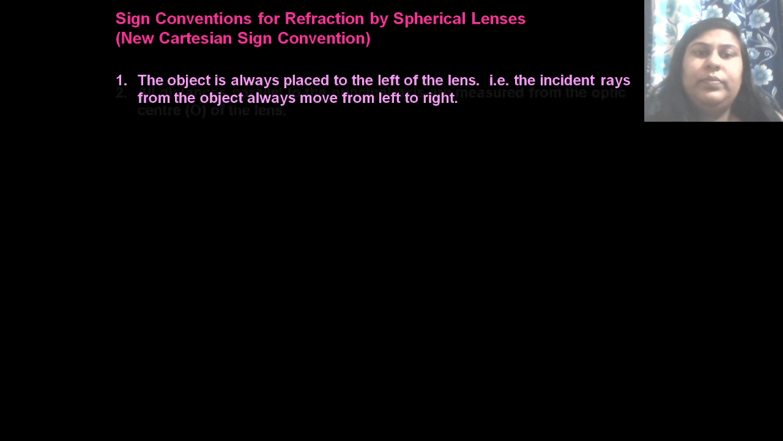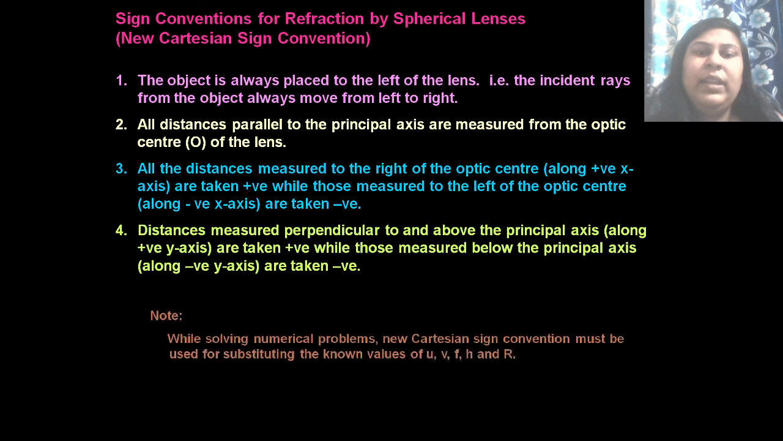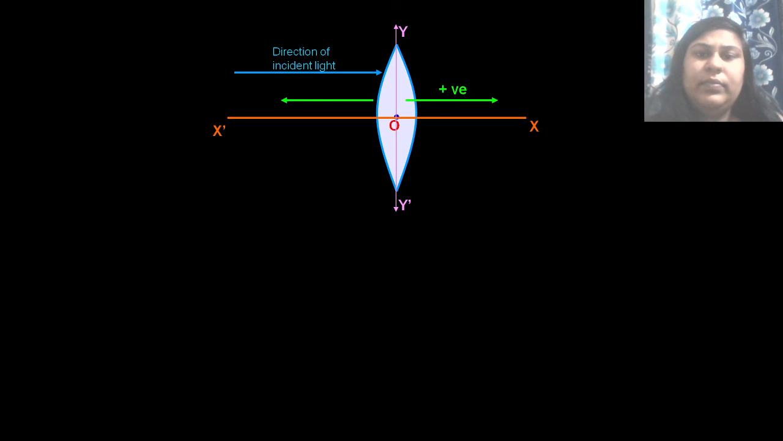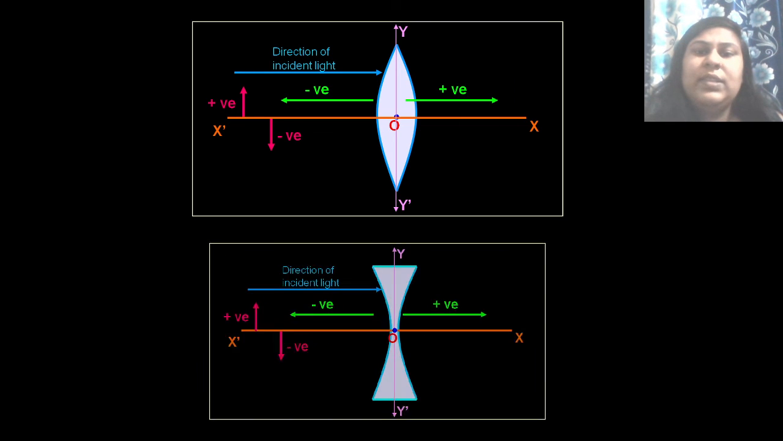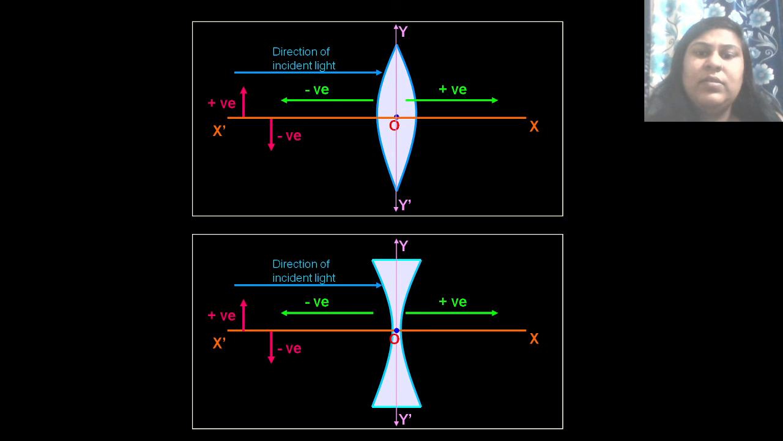Now the sign convention is the same as that of the mirrors. You can see the right side distances are positive and the left side distances are negative. Upward direction is positive and the downward direction is negative. Same for the concave lens also. Now the lens formula.